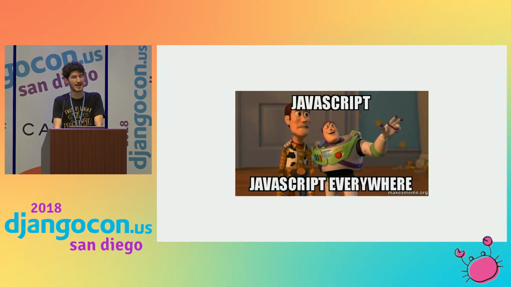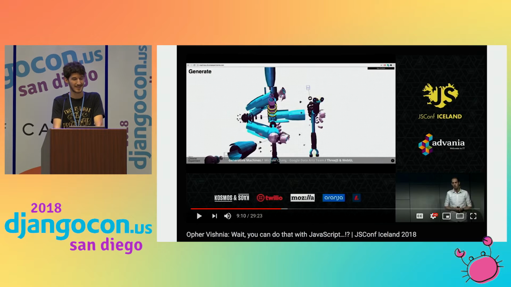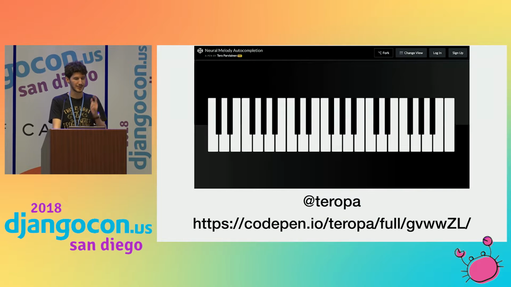JavaScript's ecosystem is kind of astonishing in both good and bad sense. There's a great talk by Ofer Vishna called Wait, You Can Do That with JavaScript? It showcases some awesome things that you can do with JavaScript. You know, you can do front-end, back-end, we all know that, but he also talks about how you can do mobile development, stuff like VR and AR. And let me just show you my favorite example of what you can do in JavaScript.